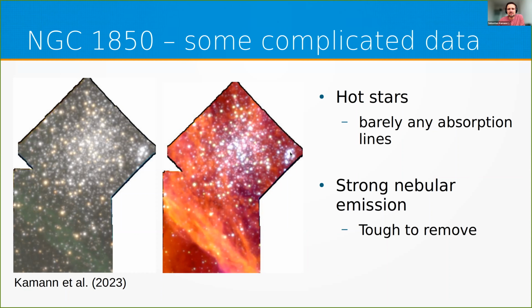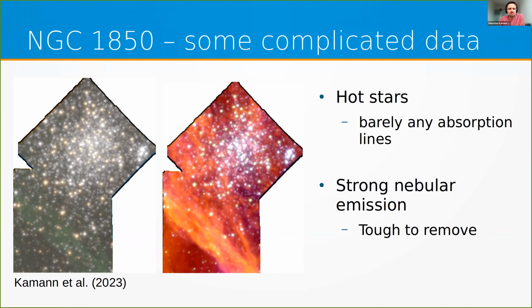NGC 1850b, that you see here to the very right of the images. And this is creating some strong nebula emission across the entire field of view. So the strongest lines that we have in our spectra, the hydrogen lines, are heavily contaminated by emission. And this made the analysis of this data set quite complicated.